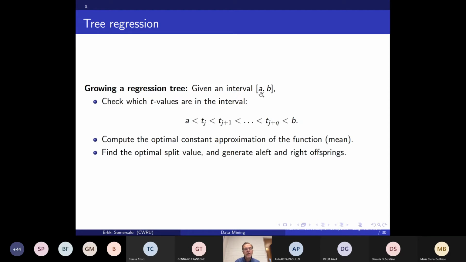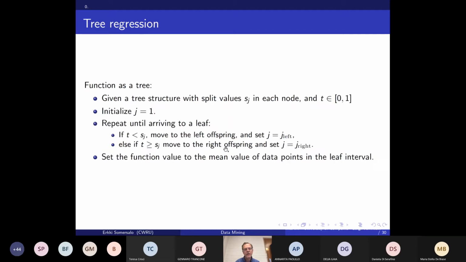if you take any interval a, b, you check which t values are in the interval, and then you compute the optimal constant approximation of the function, the mean to the left and to the right, and you find the optimal split value. So you do this with all possible choices between these t values, and you generate a left and right offspring. So what do I mean here?